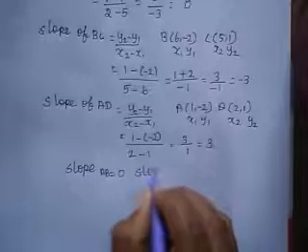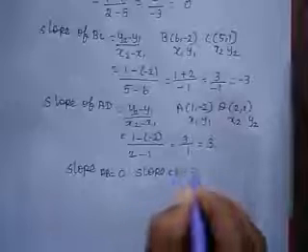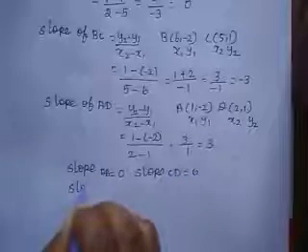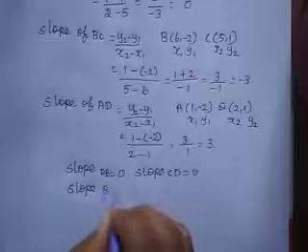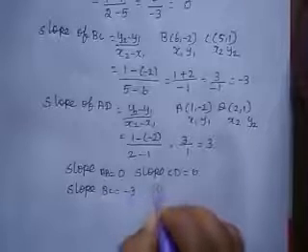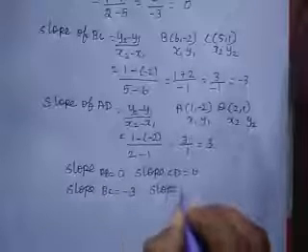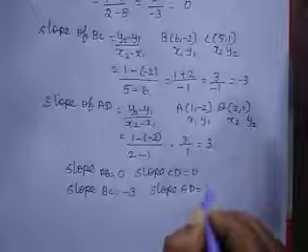Slope of AB is equal to 0. Slope of CD is equal to 0. Slope of BC is equal to minus 3. Slope of AD is equal to plus 3.